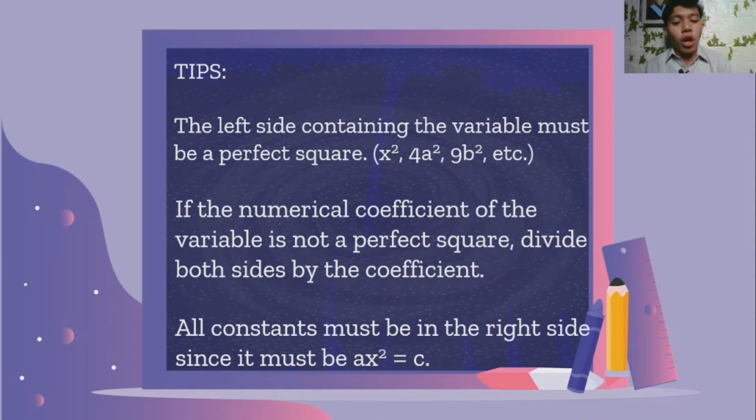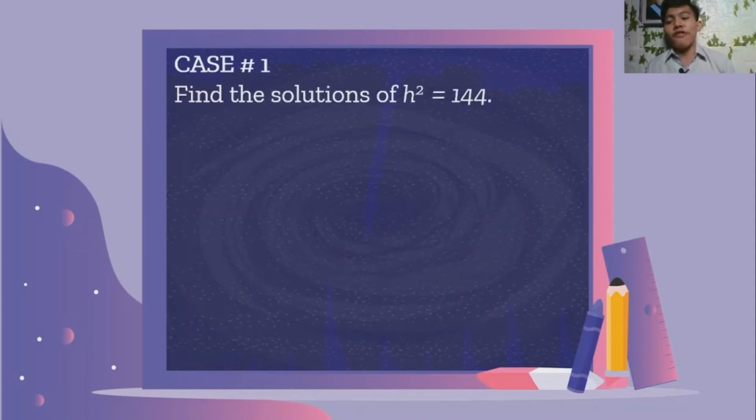And then, all constants must be in the right side. Since it must be ax squared is equal to c. Diba yung c, yan yung constant? Ibig sabihin, lahat ng constant number dapat nasa right side. Pag sinabing constant, it is a number without a variable. Okay? So, gamit yung mga tips na yan, let's solve case number 1.